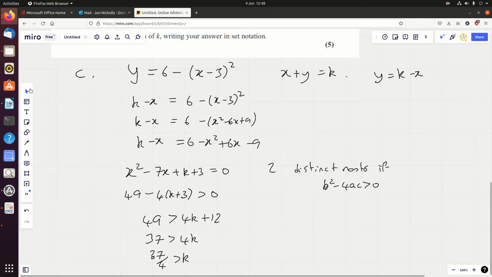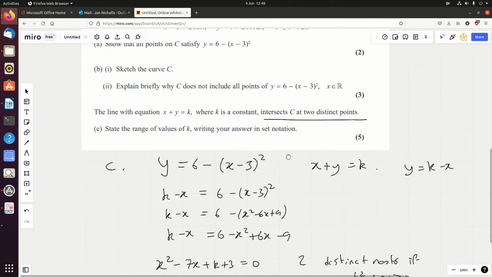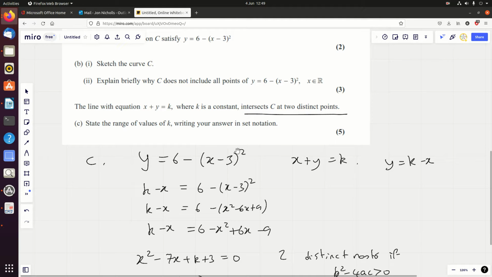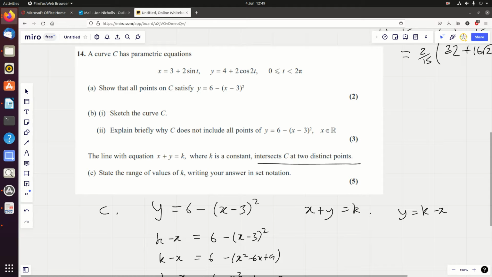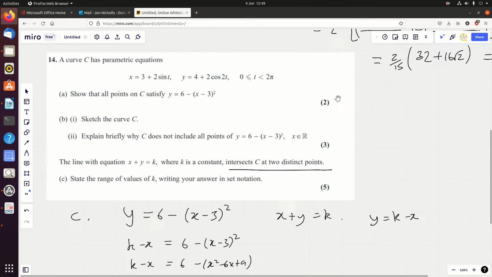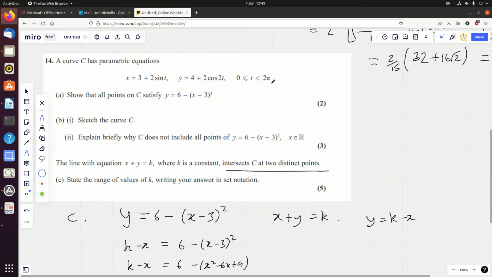Now, are there any other values we need to worry about with k? Because it's often the case that you don't get all values here. Now, did you see here, explain briefly why C does not include all points on that curve? This is something you answered in B part 2. I presume you're going to point out that x isn't defined for all values here, because sine fluctuates between 1 and minus 1. X is actually going to be trapped.